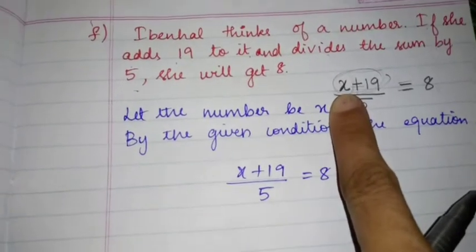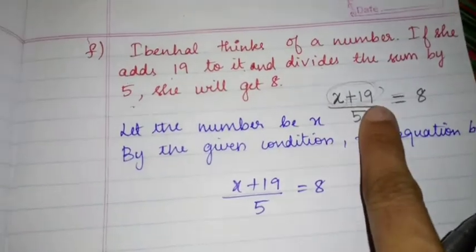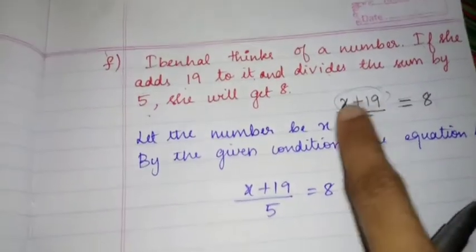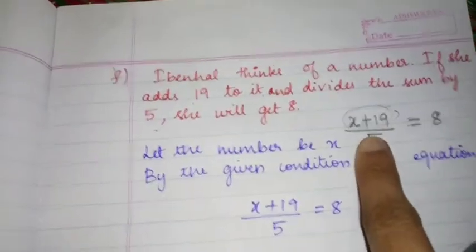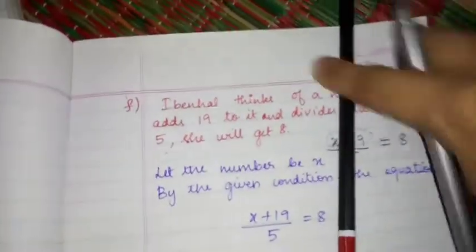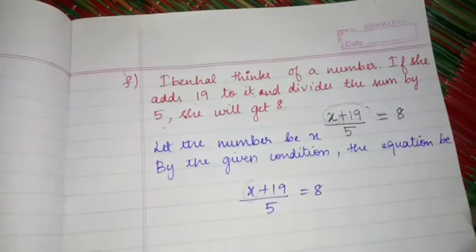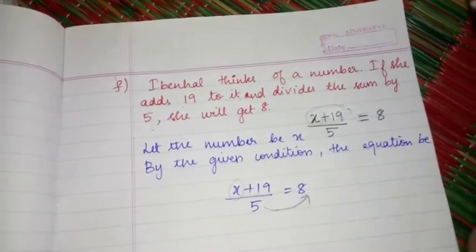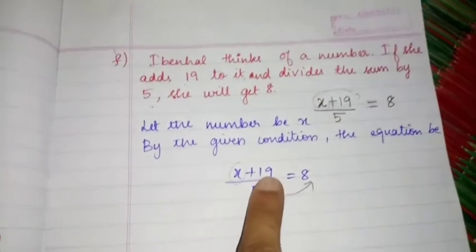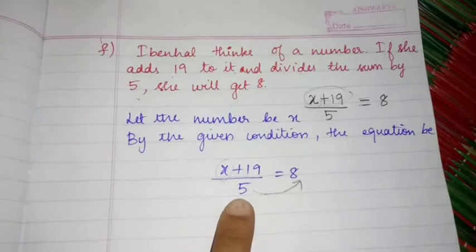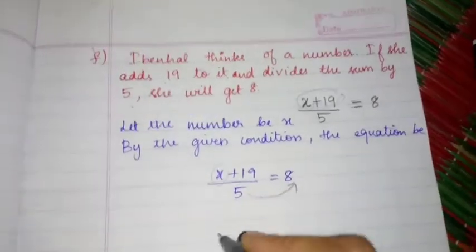She is thinking about one number. Then she is adding 19 to it, so x plus 19, and divides the sum by 5. I will get 8. Now I want to find the value of this x. So first I am bringing this division by 5 to the other side, because usually we bring only plus and minus, but this 5 divides the whole expression. That's why I am bringing this 5 to the other side.